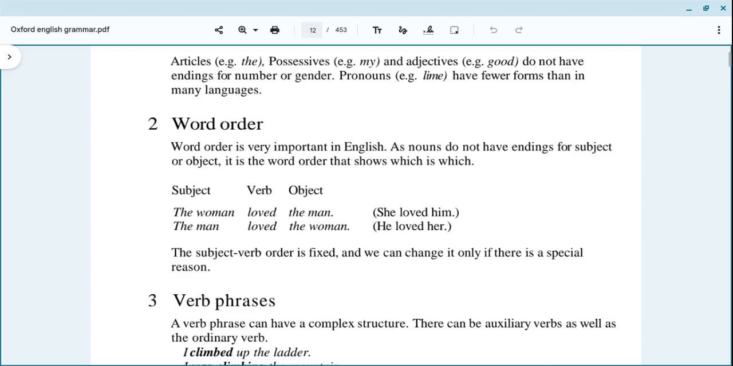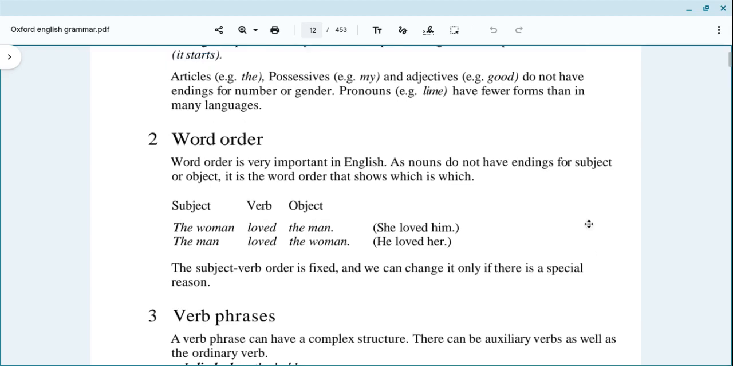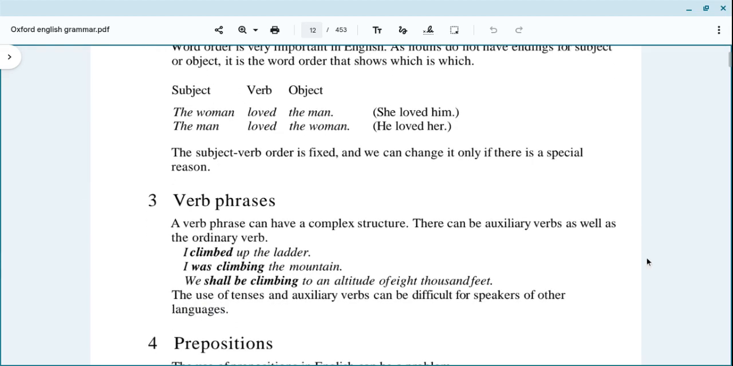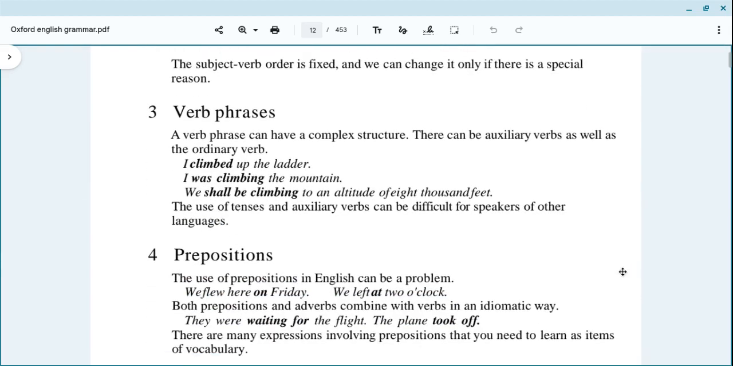The man loved the woman. Subject: the man. Verb: loved. Object: the woman. He loved her. The subject-verb order is fixed, and we can change it only if there is a special reason. While we are sitting together, I don't know what the special reason is.